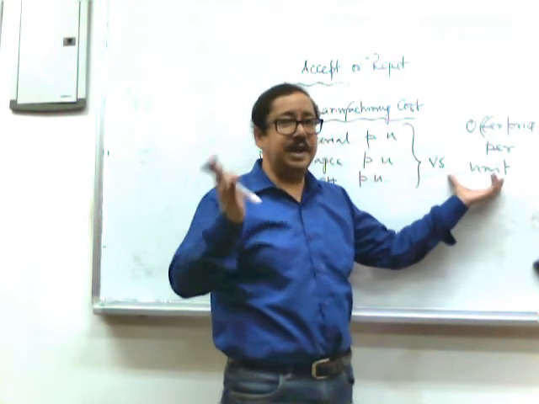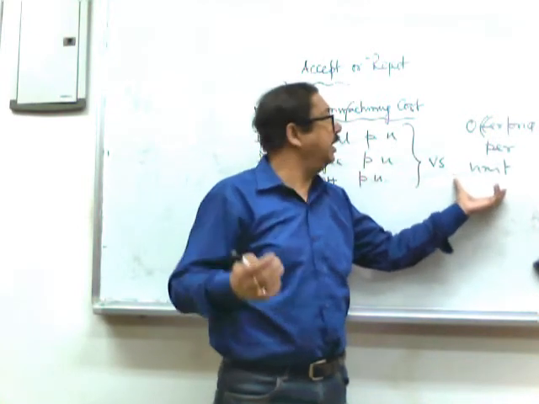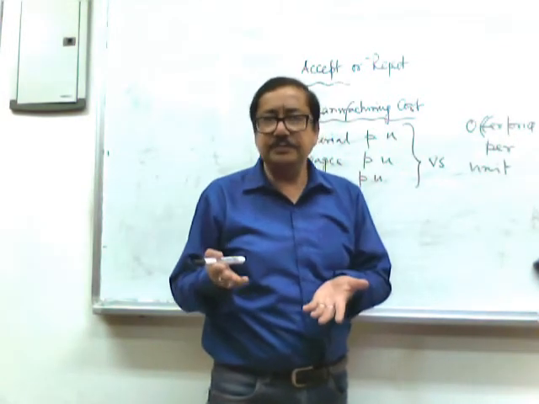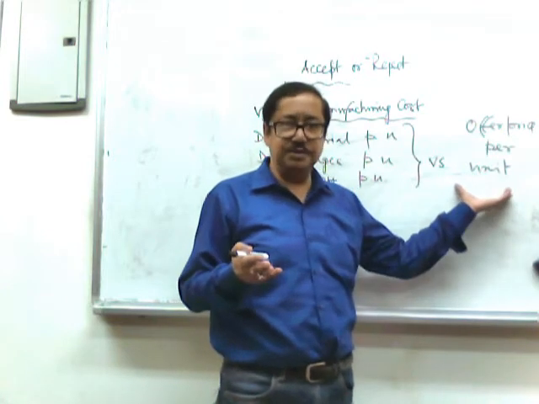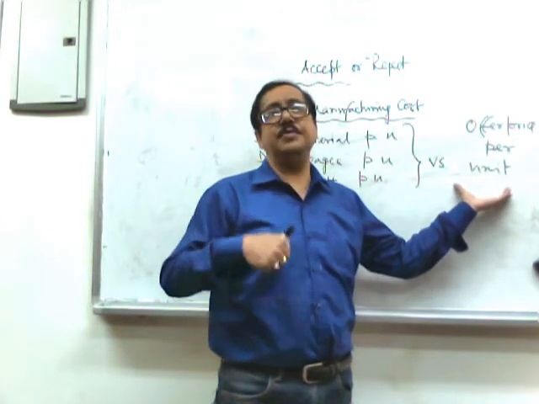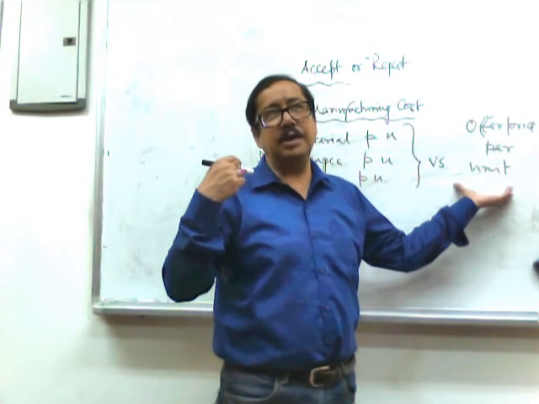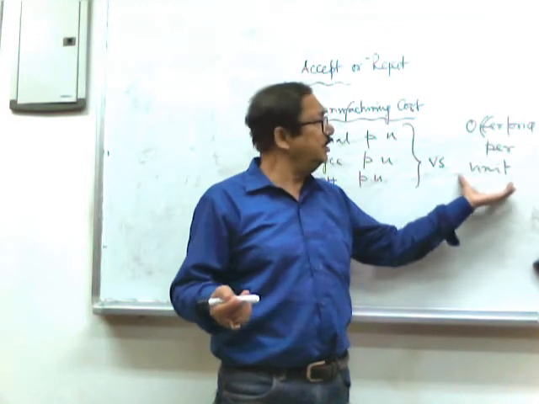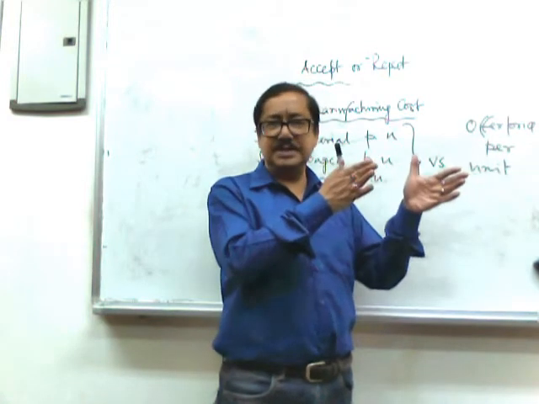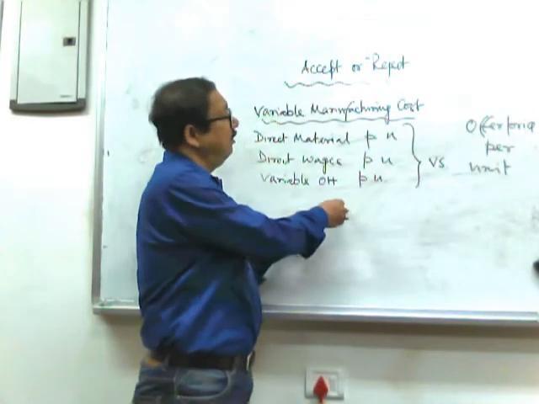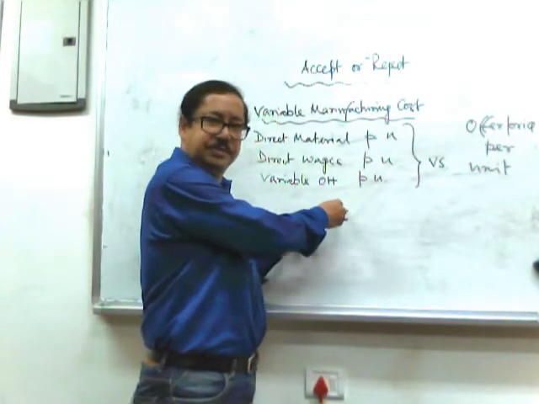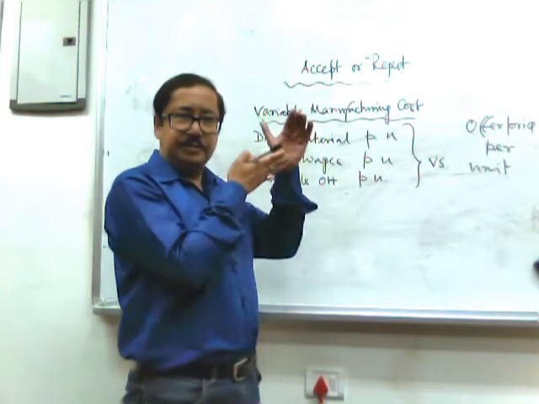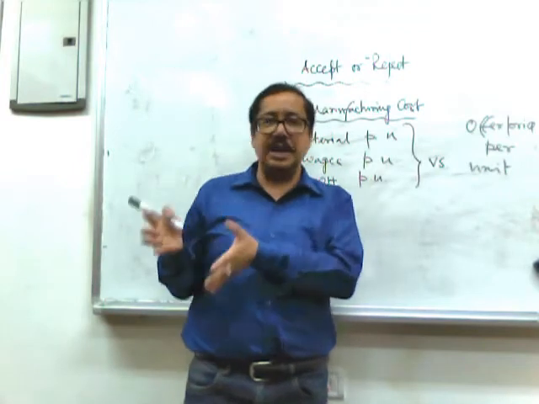In that case, fixed cost does not depend on per unit, so here we need to convert it into the total, that is, offer price per unit multiplied by the number of units we are going to sell. Suppose you have got an order of, say, 10,000 units. So 10,000 into the offer price per unit will be our total sales, and 10,000 into total variable cost will be taken as the total manufacturing cost. From these two, the difference will give you the additional amount of contribution.